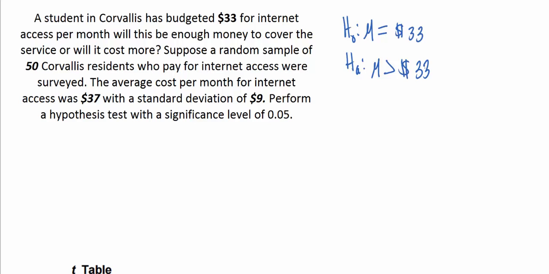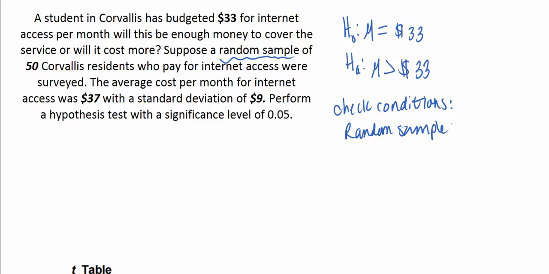So now we should check our conditions. The conditions for a one-sample t-test are whether or not we have a random sample, which we do. It says here that there's a random sample. So random sample, check. And also whether or not we have a large enough sample size, or we know that the population is normally distributed. Well, we have 50 Corvallis residents, so n is equal to 50, which is greater than 30, which is good to go. All right, so we've checked our conditions.